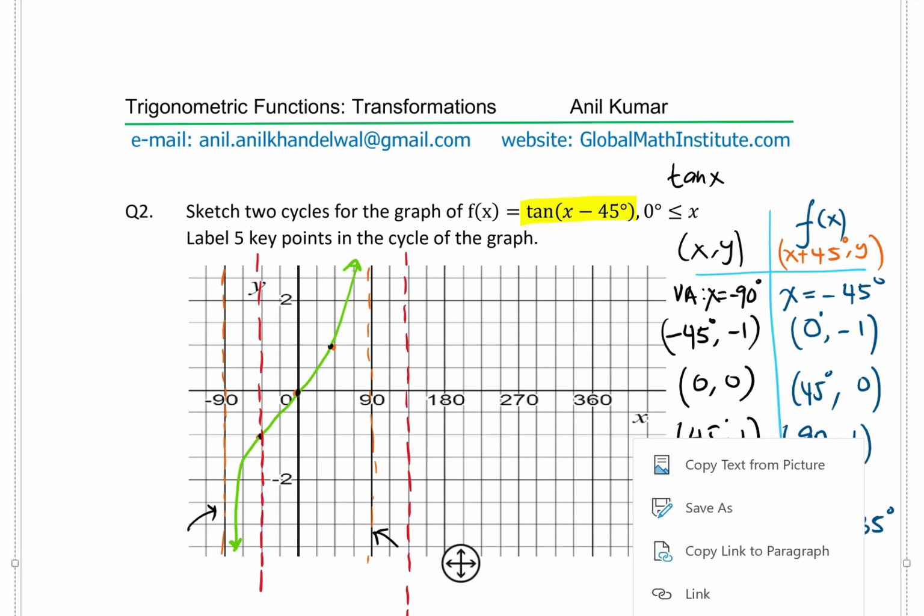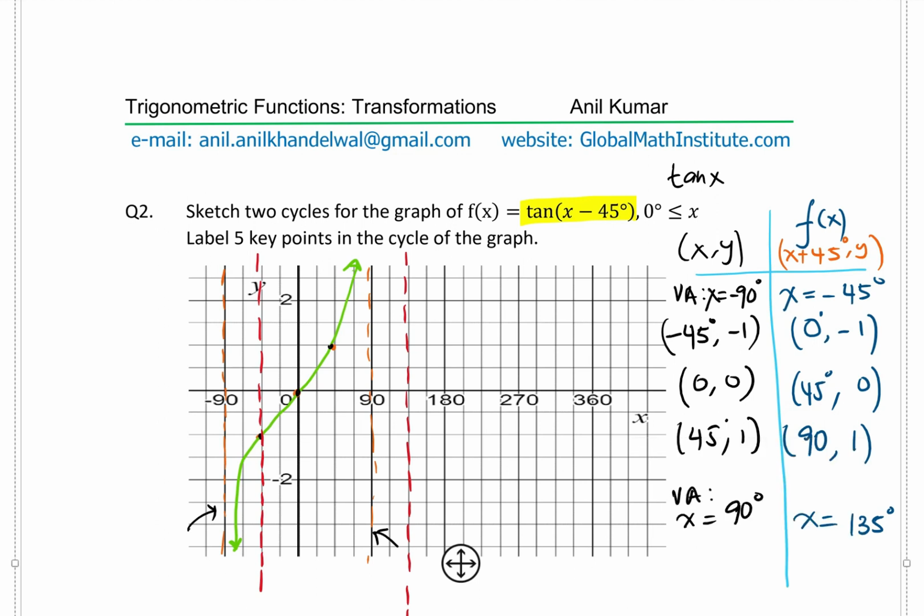The cycle still remains as 180, correct? So in our graph, 4 divisions are for 90 degrees. So for 45 degrees, we will go for 4 divisions. That is, this is the next 45 degrees. And then 1, 2, 3, 4. That will be the next vertical asymptote.